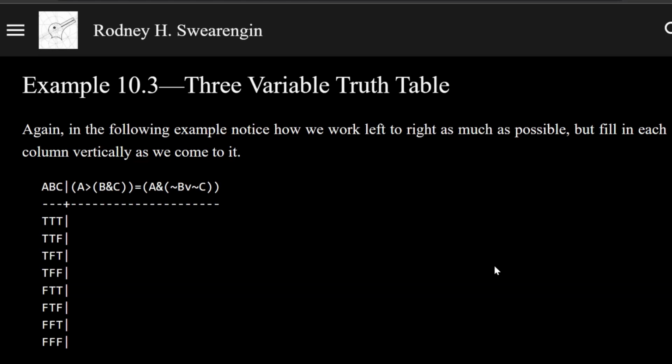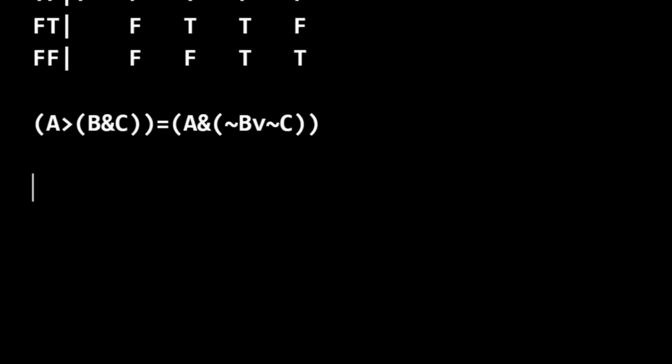Logic 0, example 10.3, three-variable truth table. So in this demonstration, I want to show how we do the truth table setup for three variables, how we fill it out, and using this somewhat complicated statement with lots of component parts. I'll walk through it step by step and just give you a good demonstration of how we evaluate something that has this kind of embedded parentheses and all that.